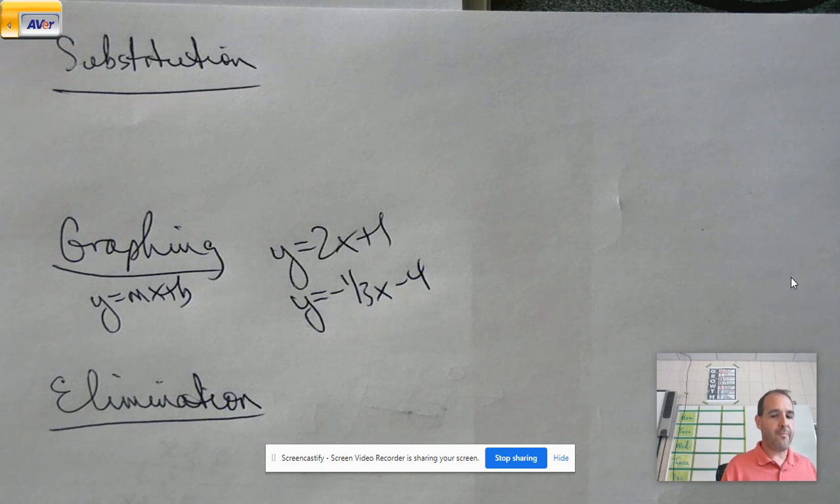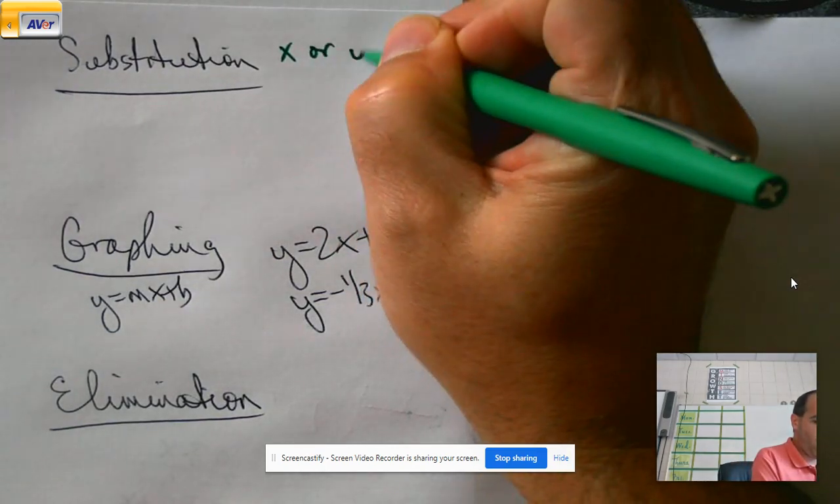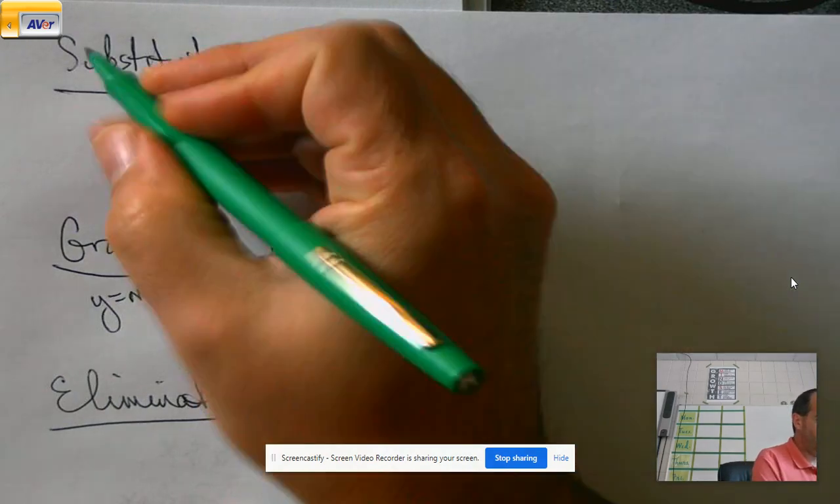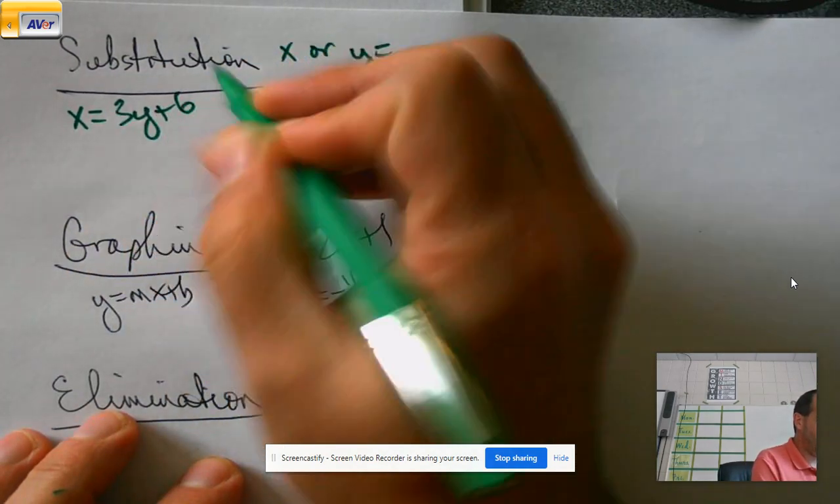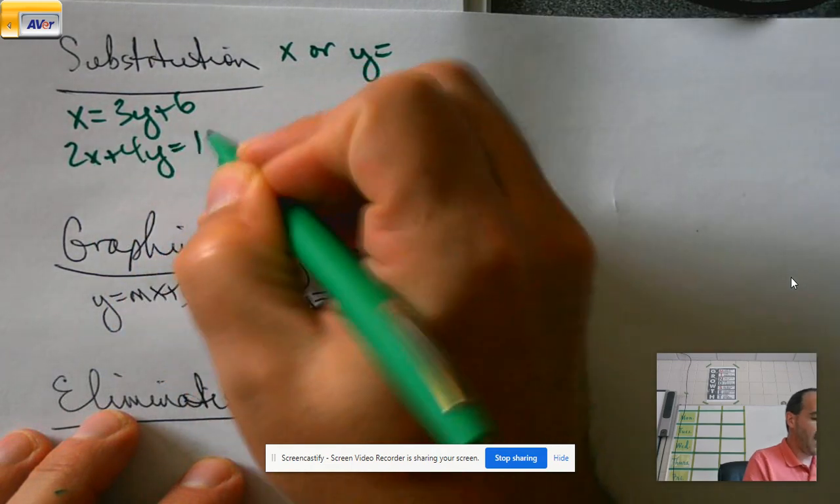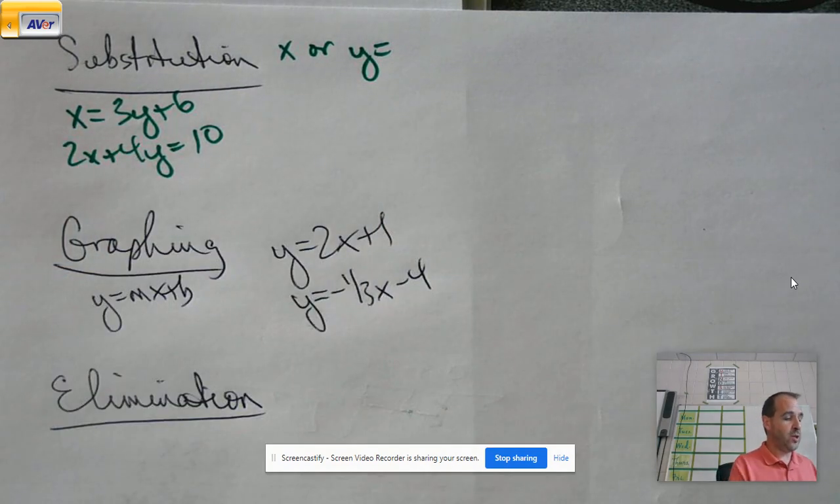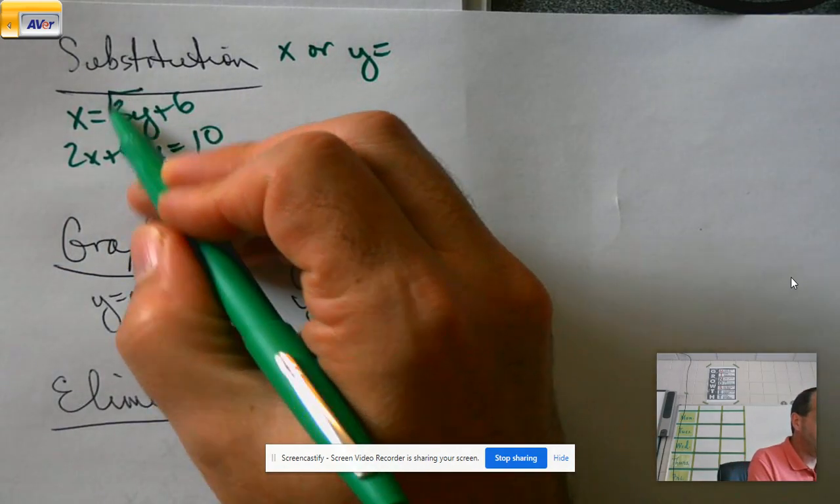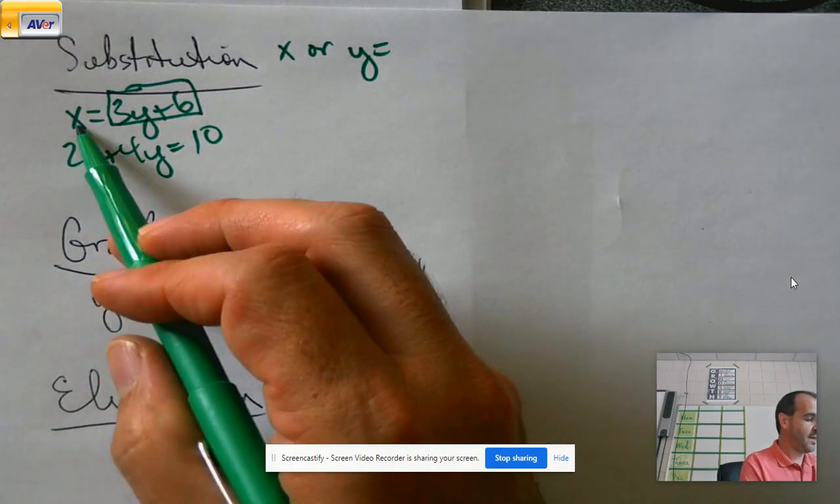The next one that happens probably most often after that would be substitution. Okay, what am I going to be looking for in substitution? X or y equals. So if I have something like x equals 3y plus 6, 2x plus 4y equals 10, if I see an x equals or a y equals, it doesn't matter which one, by itself, that's going to give me a very quick opportunity to say, hey, this is what x equals.